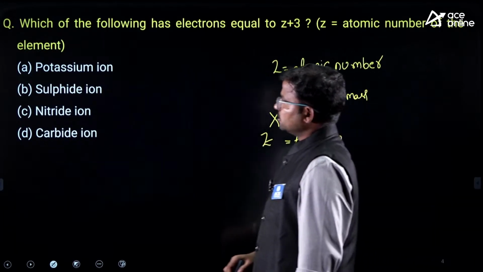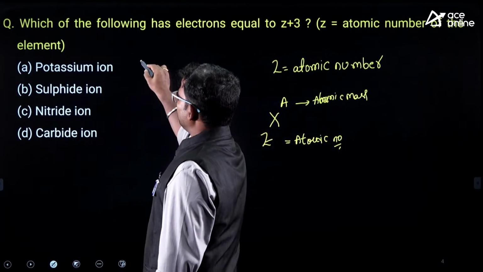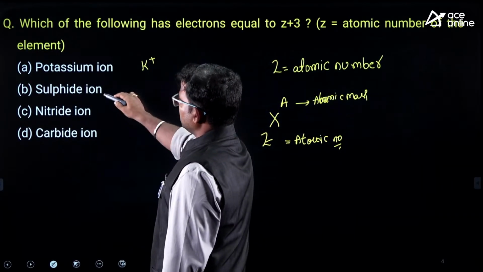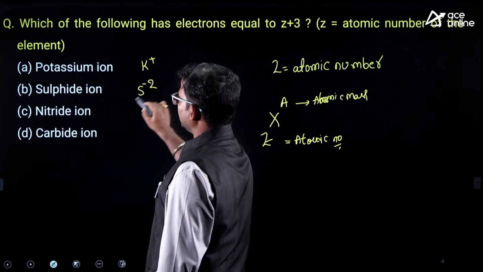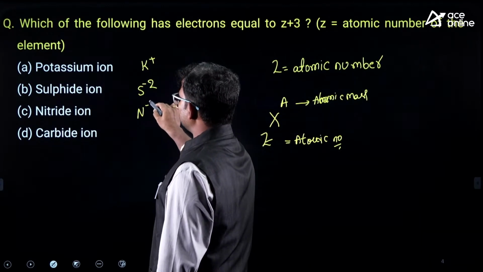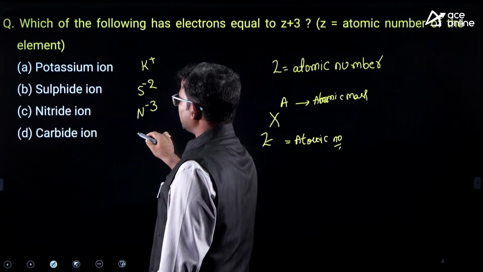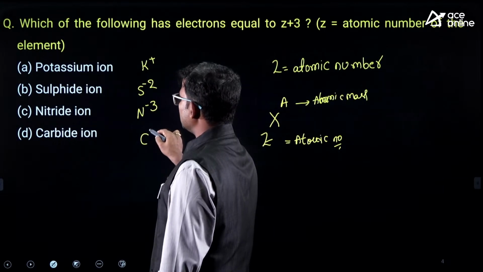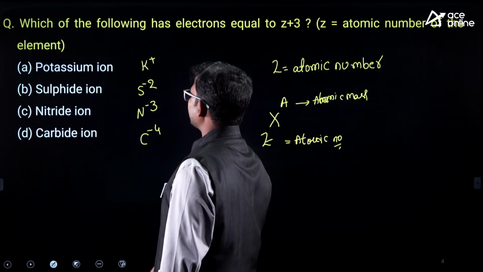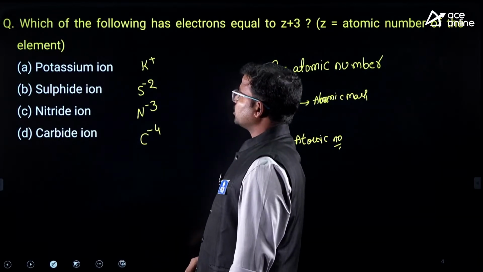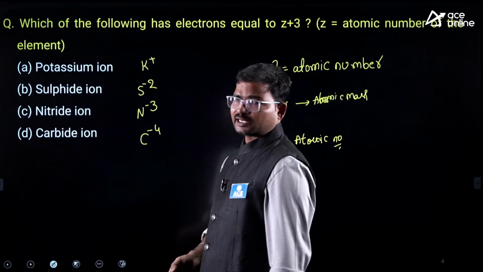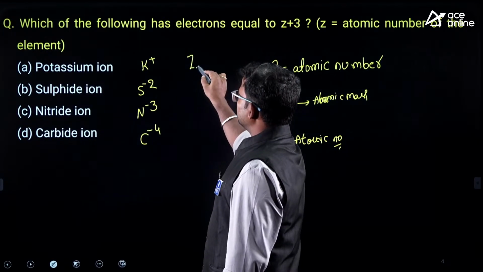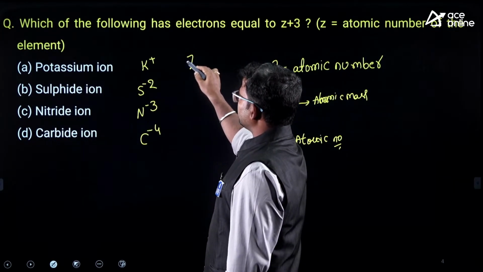Here they mention the potassium ion, K plus. Next, the sulfide ion, S minus 2. The nitride ion, N minus 3. Next, the carbide ion, C minus 4. So what is the atomic number of potassium? 19. So here Z is equal to 19.